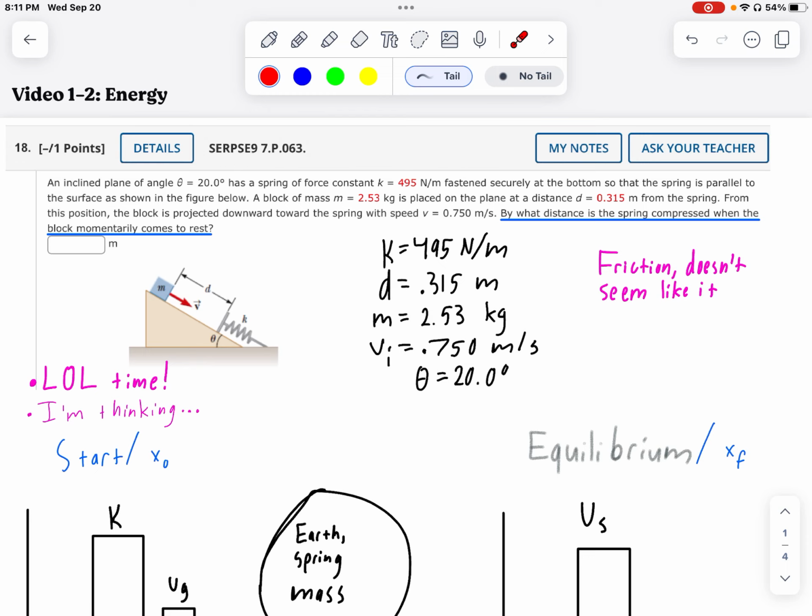An inclined plane of theta equals 20 degrees has a spring force constant, k, equals 495 newtons per meter, fastened securely at the bottom so that the spring is parallel to the surface as shown in the figure below. A block of mass m equals 2.53 kilograms is placed on the plane at a distance d equals 0.315 meters from the spring. From this position, the block is projected downward toward the spring with speed 0.75 meters per second. By what distance is the spring compressed when the block momentarily comes to rest?